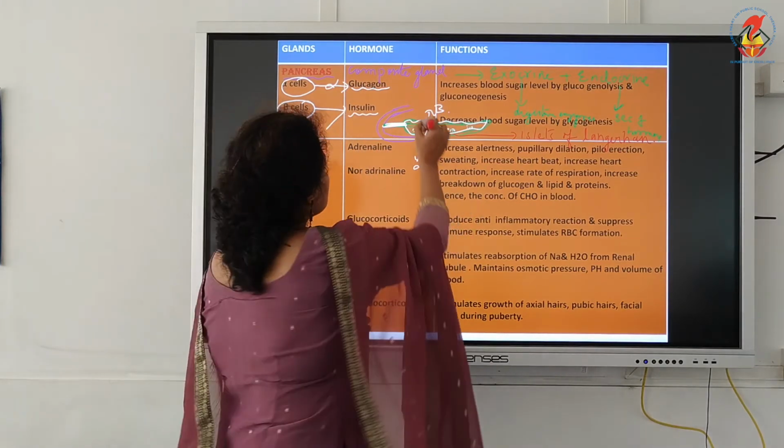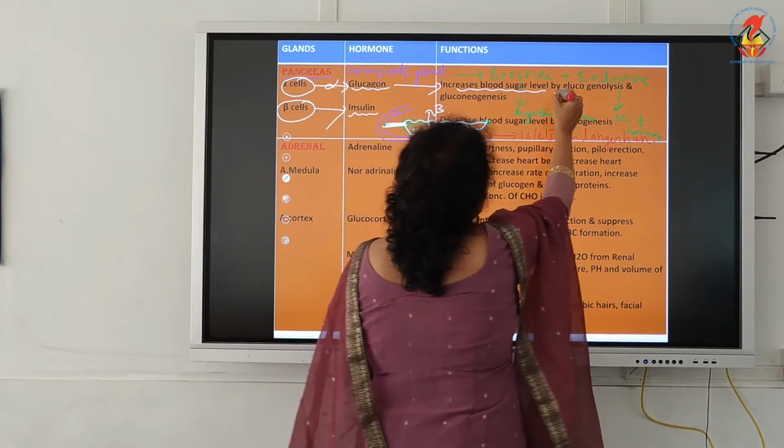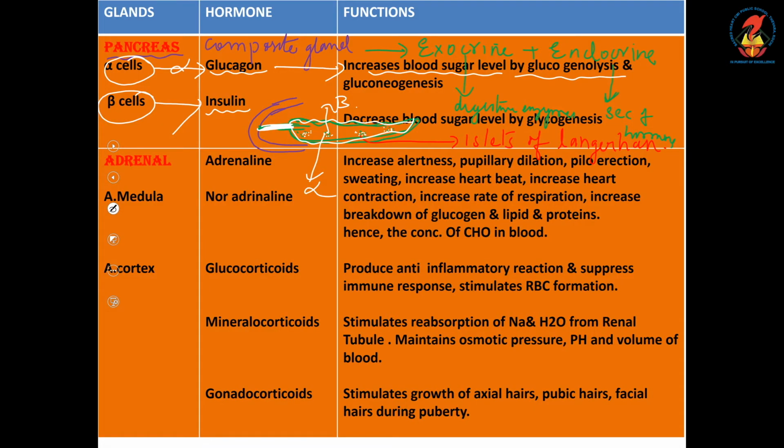So, let us see the function of glucagon. Glucagon increases the blood sugar level by glycogenolysis and gluconeogenesis, whereas insulin decreases the blood sugar level by glycogenesis. So, if I show you this in the form of a flow chart, the concept will be made clear.